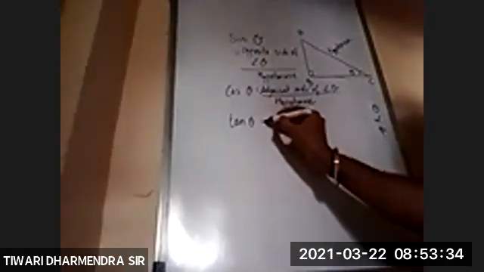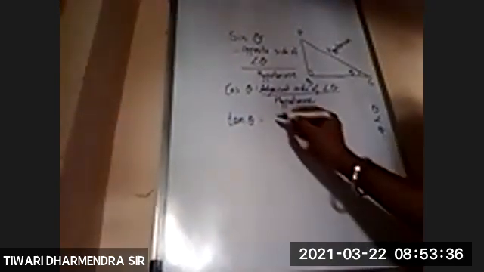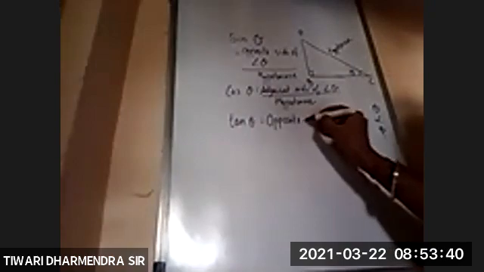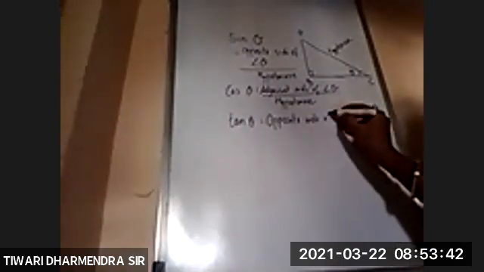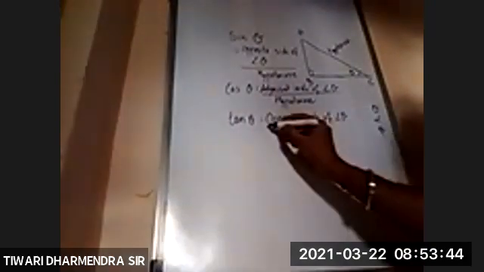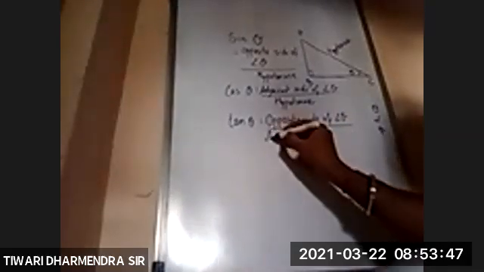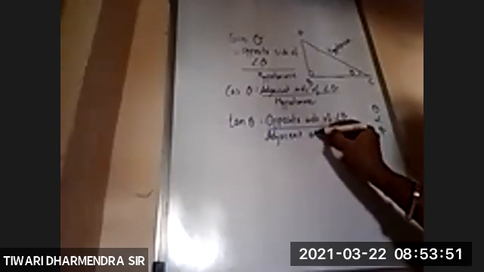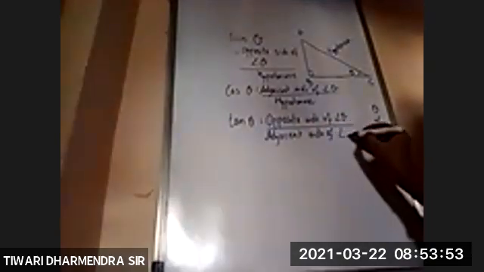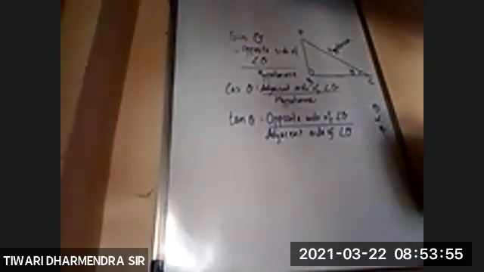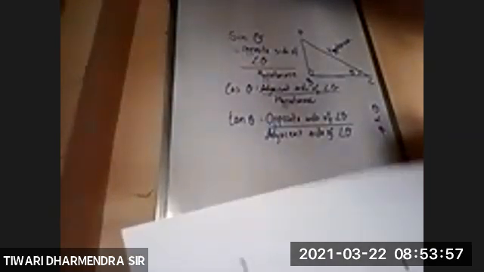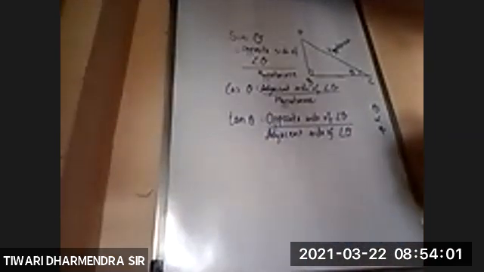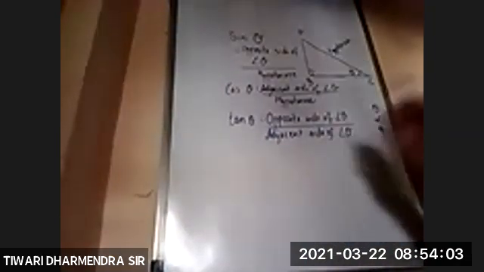Tan theta. The tan theta formula is the opposite side of angle theta divided by the adjacent side of angle theta. So these are the basic formulas which will be useful to complete our practice set 8.1 today. So everyone please remember this.